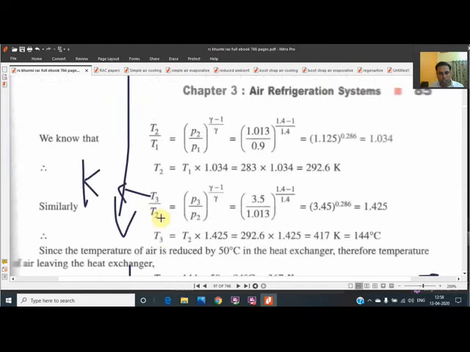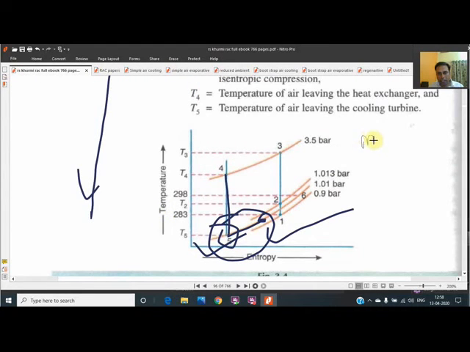I have told you in all the 6 cases the work done is MA, CP, and delta T, means 3 minus 2. So you have to determine the 3 and 2. And if the compressor efficiency is given, then this 3-2 process will be like this, and you have to determine 3 dash.